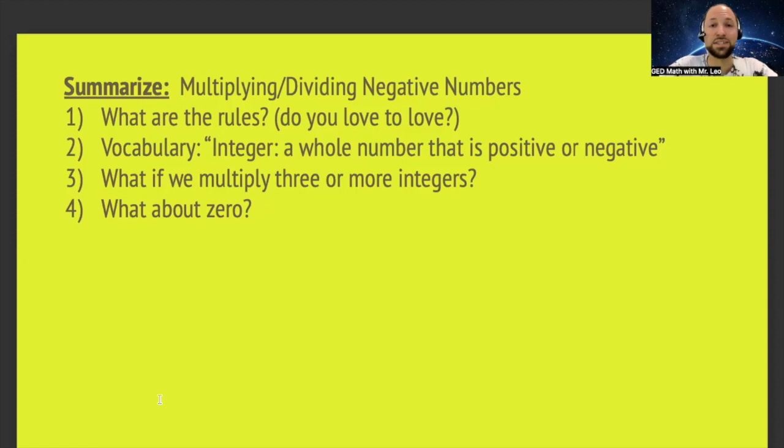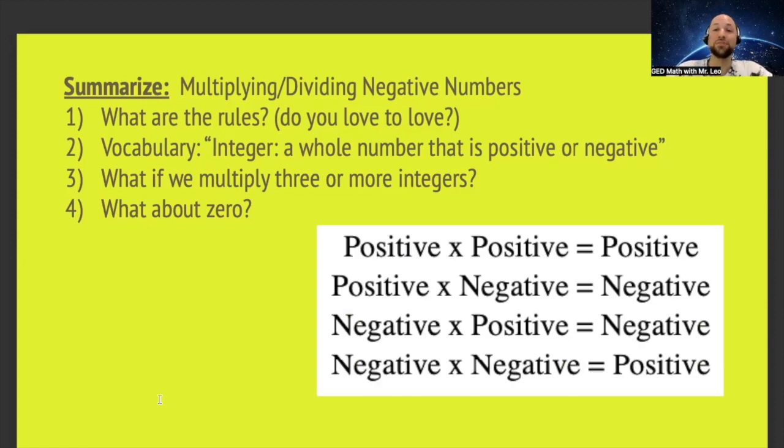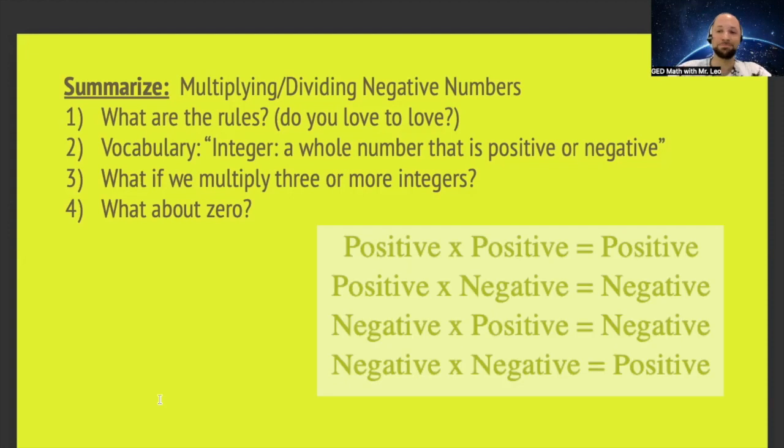Okay, let's summarize here. What have we learned so far? What are the rules? Remember, if you love to love, you're a lover. If you love to hate, you're a hater. If you hate to love, you're also a hater. But if you hate to hate, the double negative, that makes you a lover. Do you have that written down in your notes?